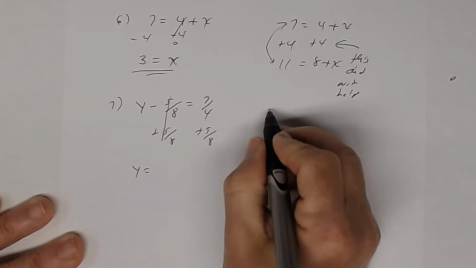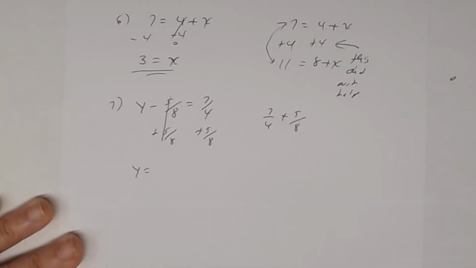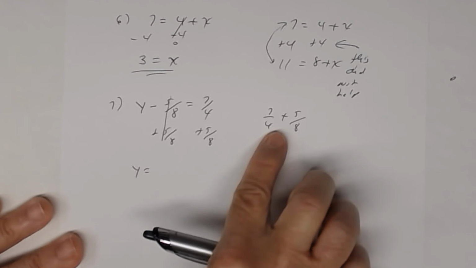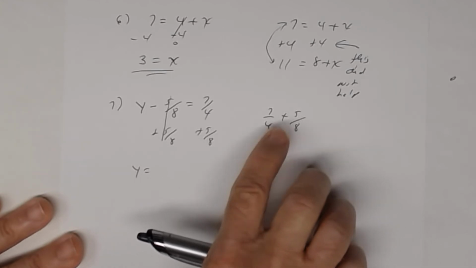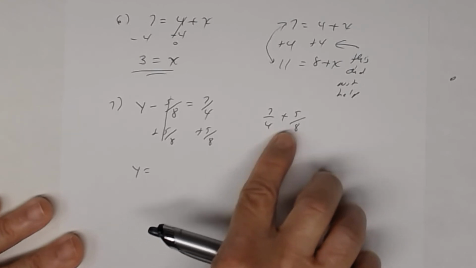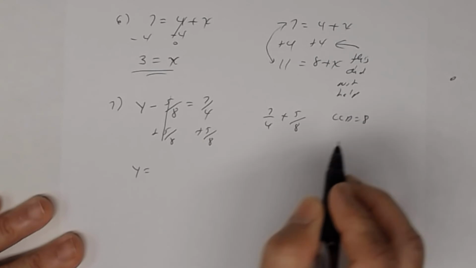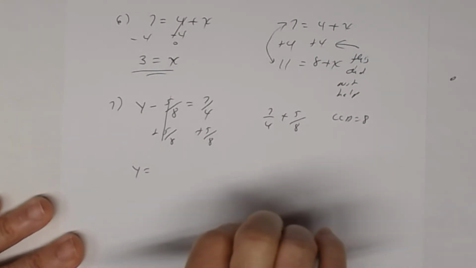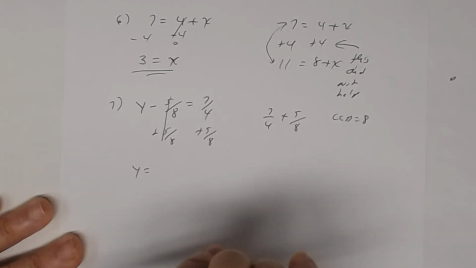So let's talk about that. Let's remind ourselves how to add those fractions with unlike denominators. Since those fractions have unlike denominators, we have to find the least common denominator. The least common denominator of 4 and 8 will be 8, right? That's the smallest number that 4 and 8 will go into. Always use the least. So the least common denominator is 8.